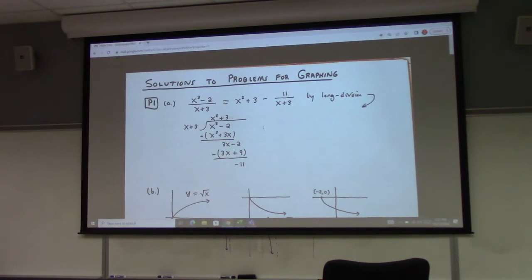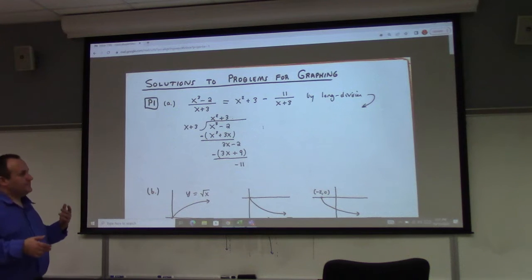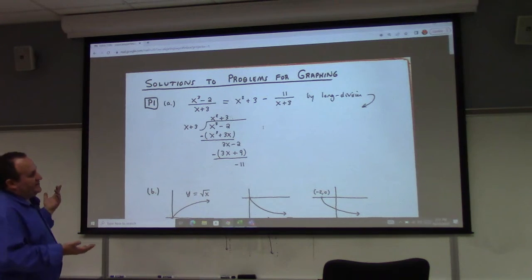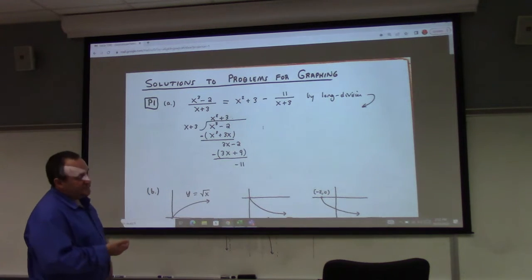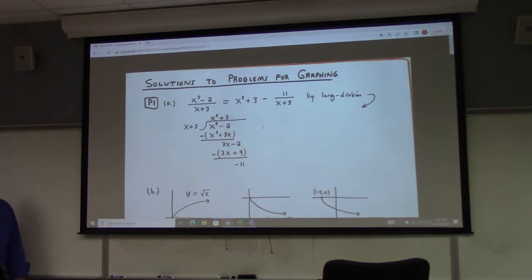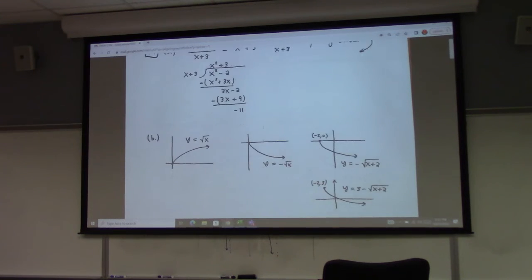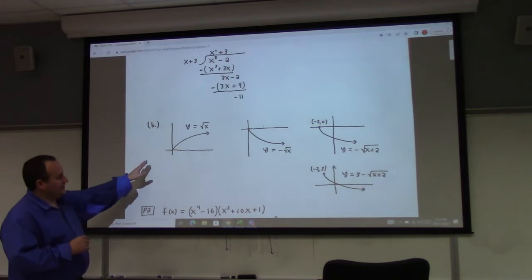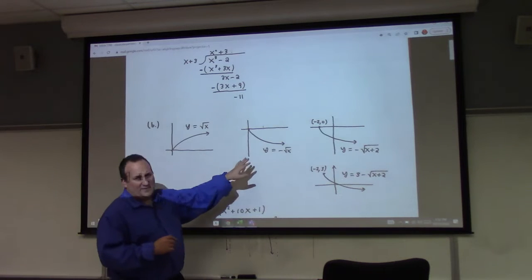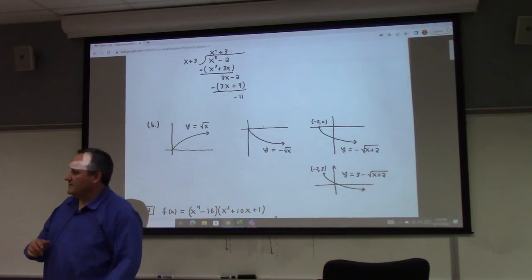So, problem one basically just asks you to do long division. And so there it is. Part B asks you to graph y equals 3 minus the square root of x plus 2 by transformations. So here's what it looks like. You'll forgive me if I'm not interacting with what you have on the board.